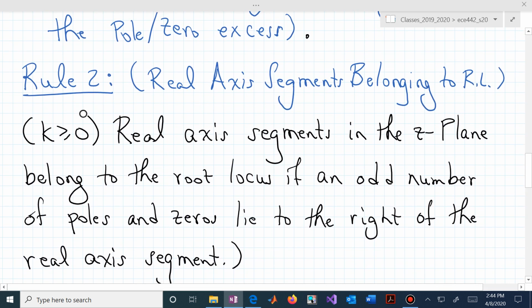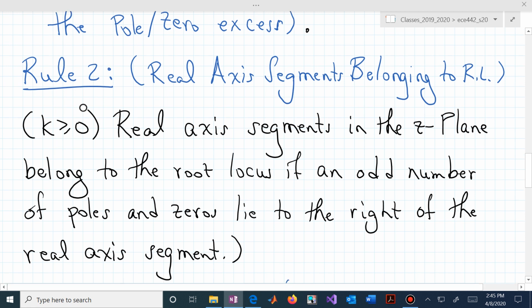And this really is a result of the phase angle condition, where all values of z on the root locus have to possess an angle of minus 180 degrees. And here this is for k being non-negative, or k being, let's say, just positive. Real axis segments in the z-plane belong to the root locus if an odd number of poles and zeros lie to the right of the real axis segment.